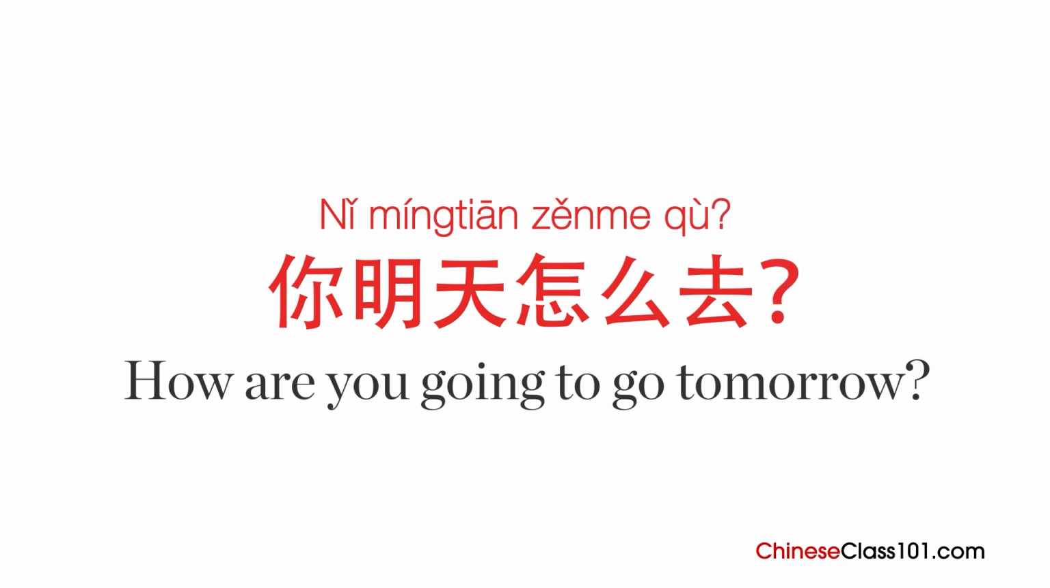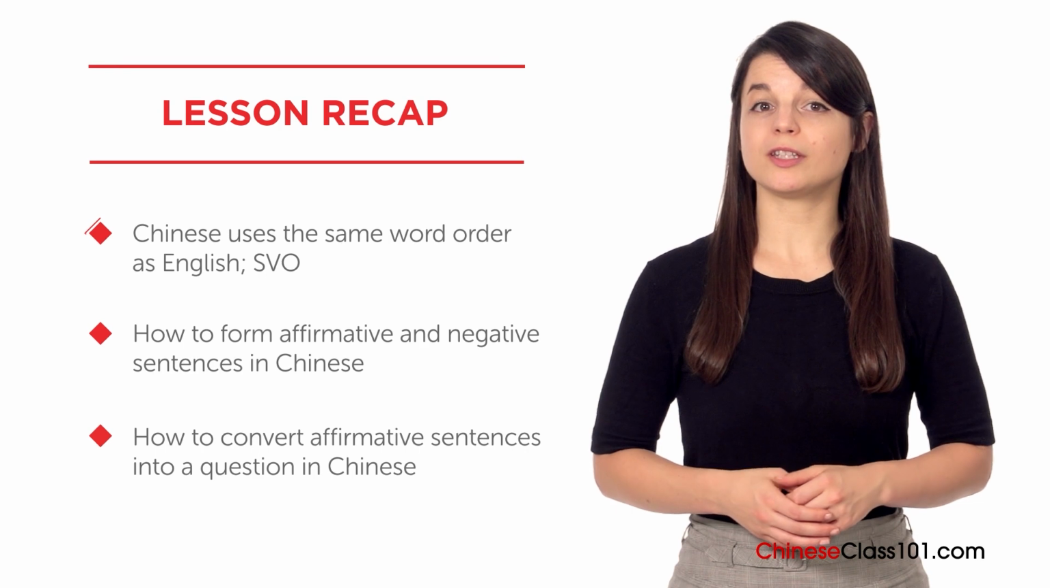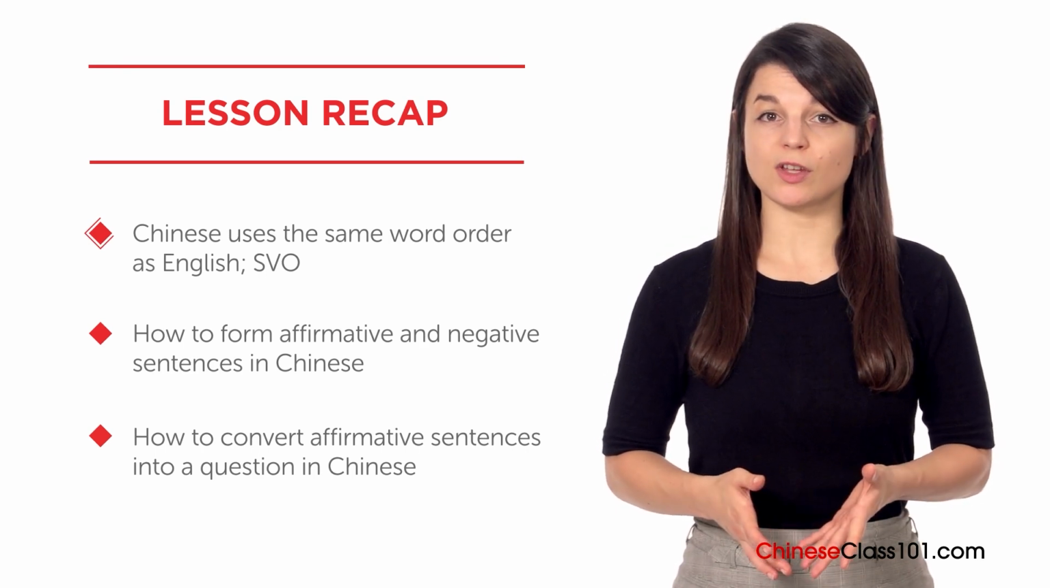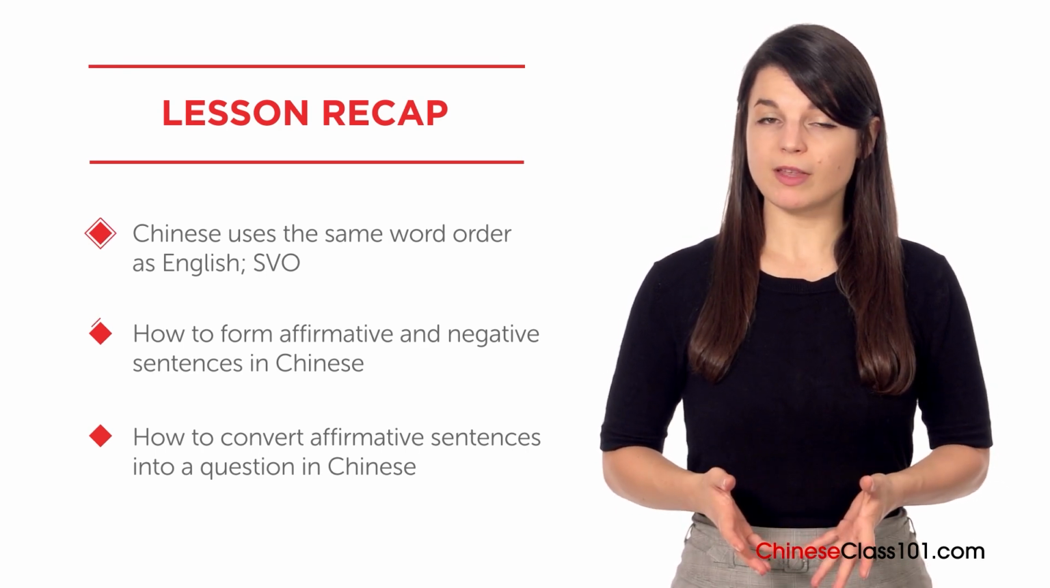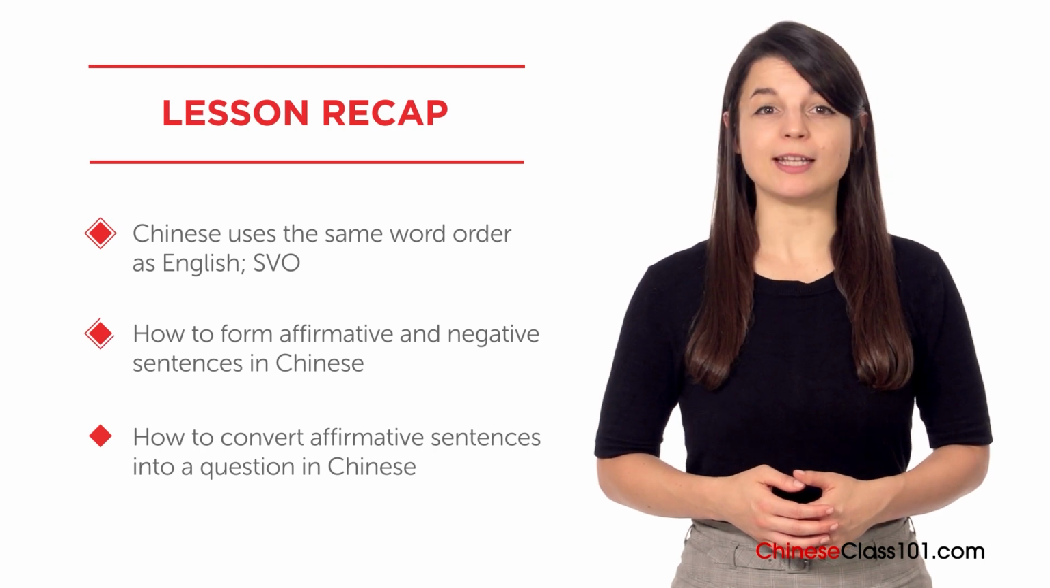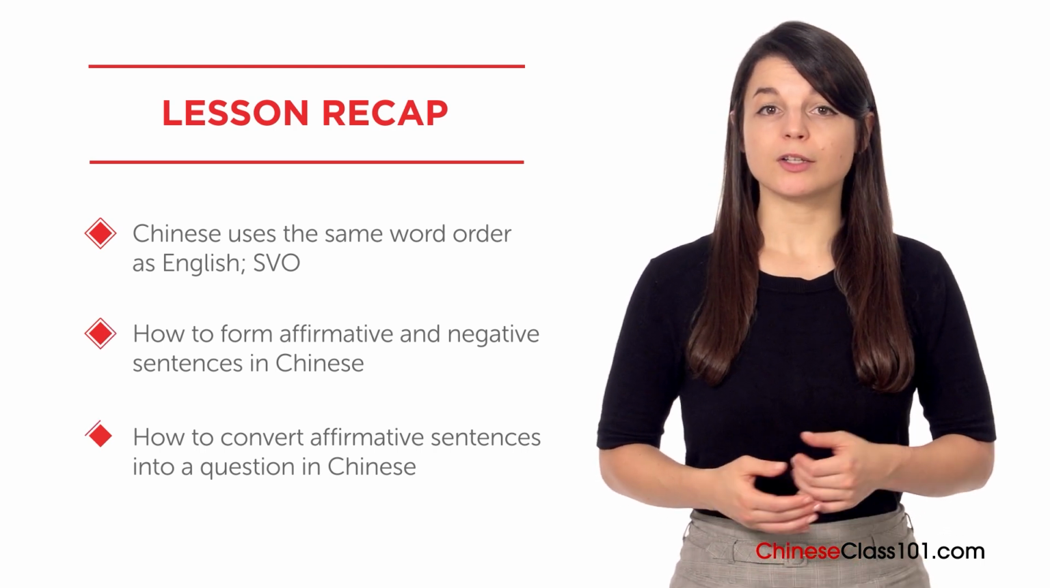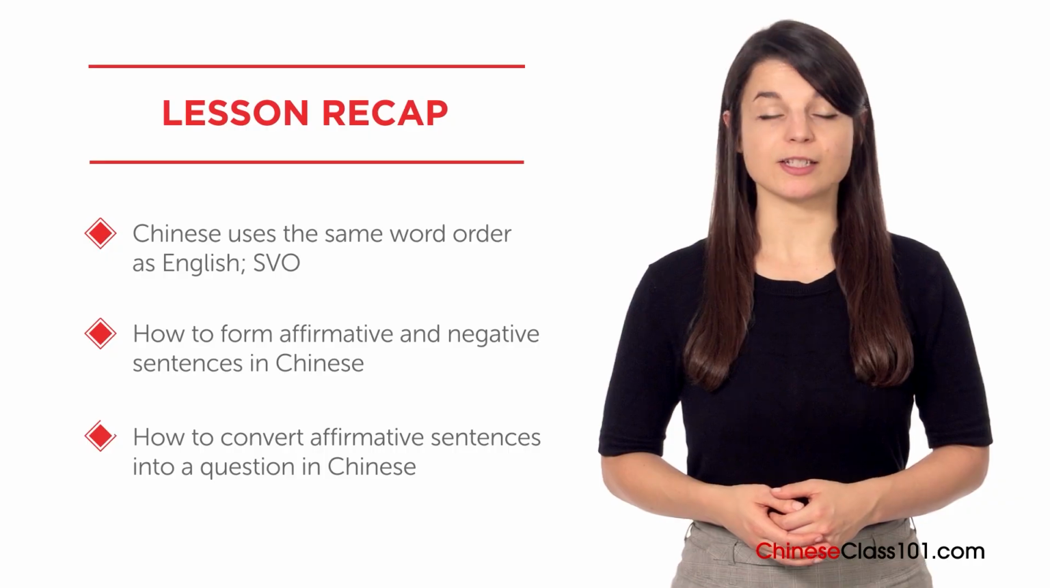Well done! Let's wrap up this lesson by recapping what we've learned. In this lesson, you learned that Chinese uses the exact same SVO word order as English. From this, you learned how to form affirmative and negative sentences. And finally, you learned how to convert an affirmative sentence into a question.